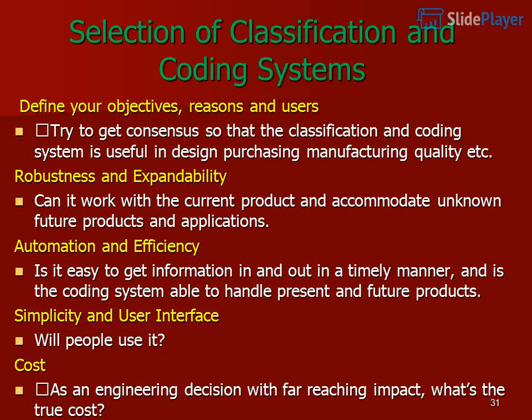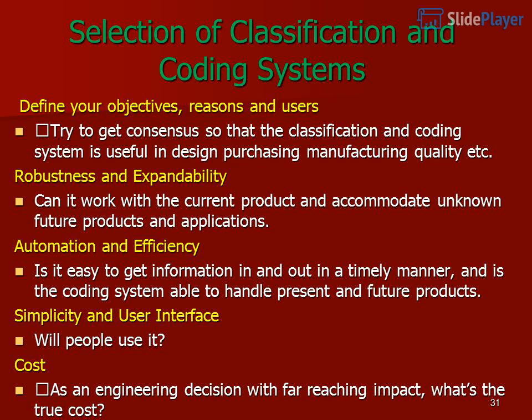Selection of classification and coding systems. Define your objectives, reasons and users. Try to get consensus so that the classification and coding system is useful in design, purchasing, manufacturing, quality, etc. Robustness and expandability. Can it work with the current product and accommodate unknown future products and applications?